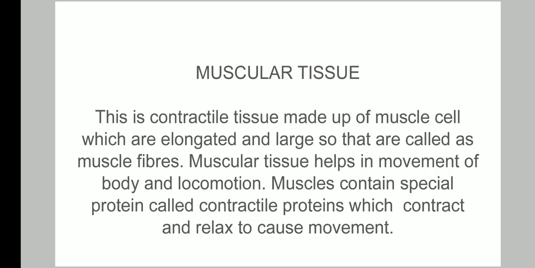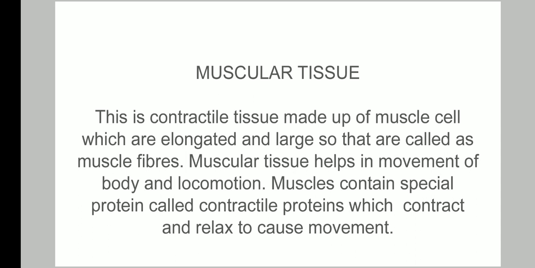Class 9, in the previous video you studied epithelial tissue, the types of epithelium: squamous, cuboidal, columnar, glandular and ciliated epithelium. Now the next type of animal tissue is muscular tissue, which is contractile tissue made up of muscle cells which are elongated and large, so they are also called muscle fibers.